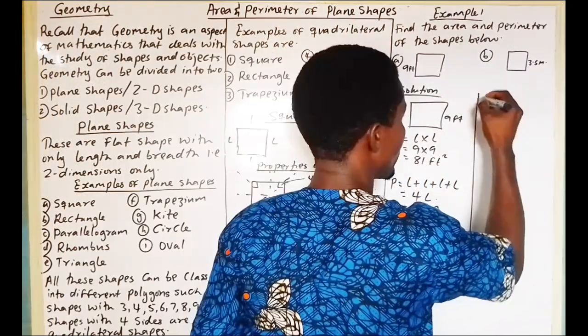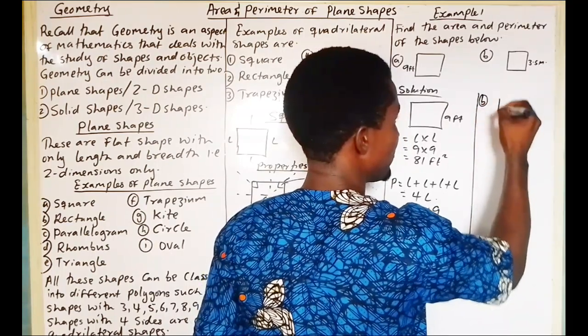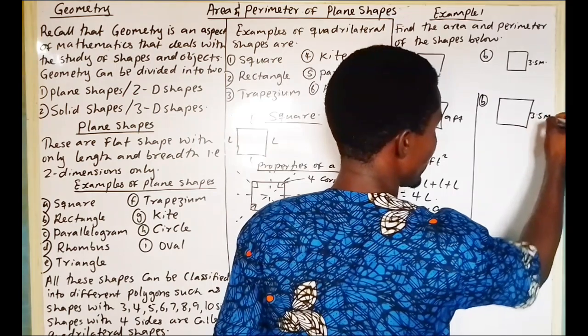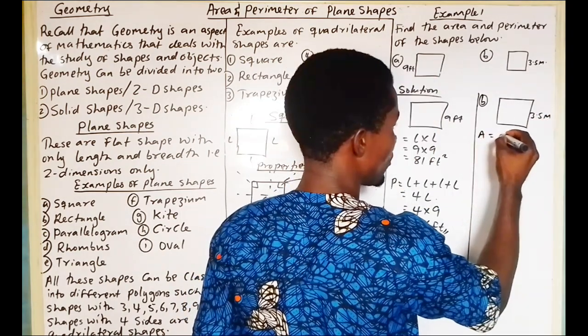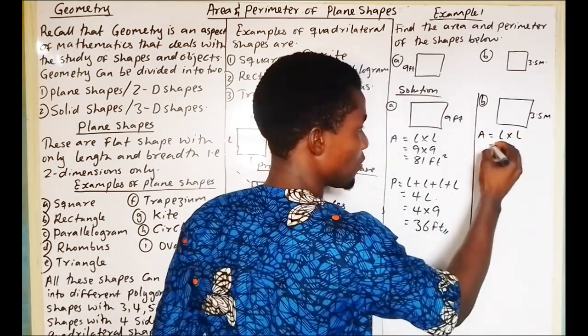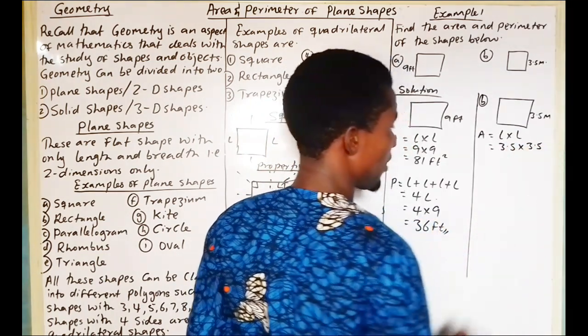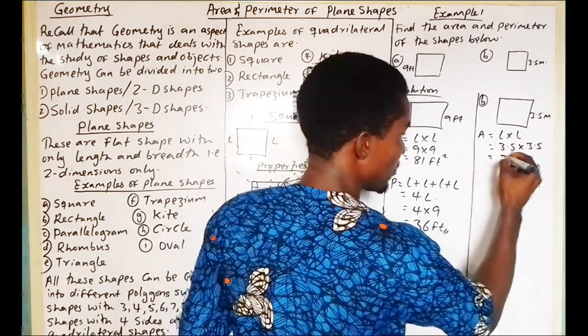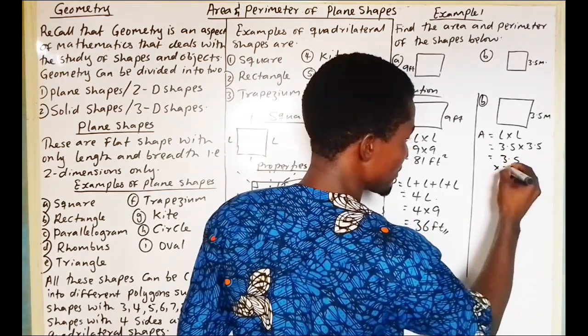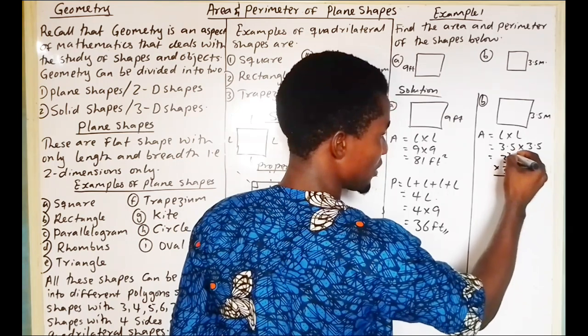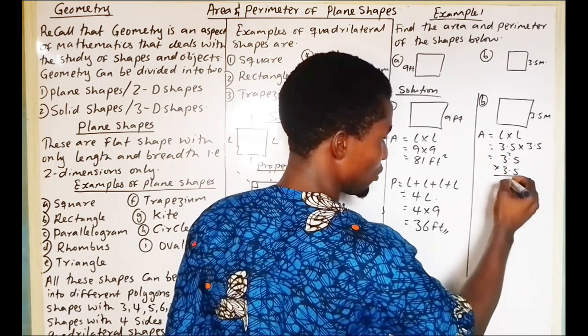Because feet times feet will give you feet square. Now let's find the area and perimeter of the second shape given to us, which is 3.5 meters. Now our area equals what? Length times length. The length given here is 3.5 times 3.5. Now let's take our multiplication. 3.5 times 3.5. 5 times 5 is 25. You write your 5, you keep your 2. 5 times 3, that's 15 plus 2.